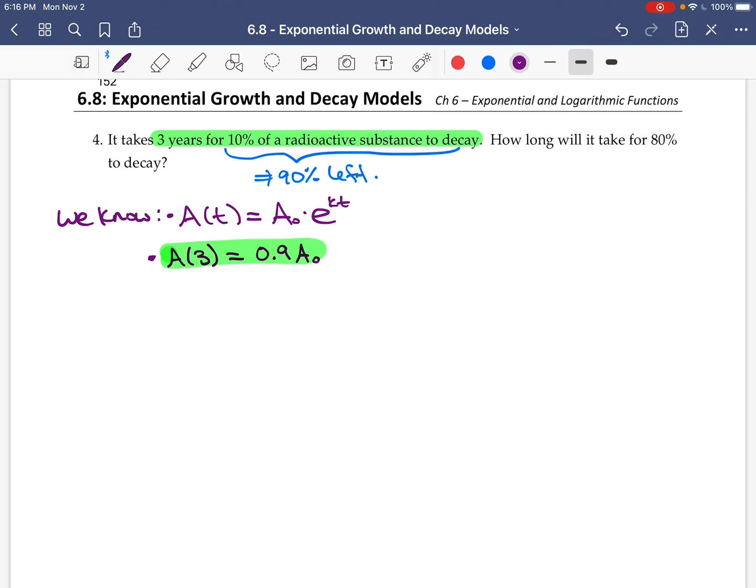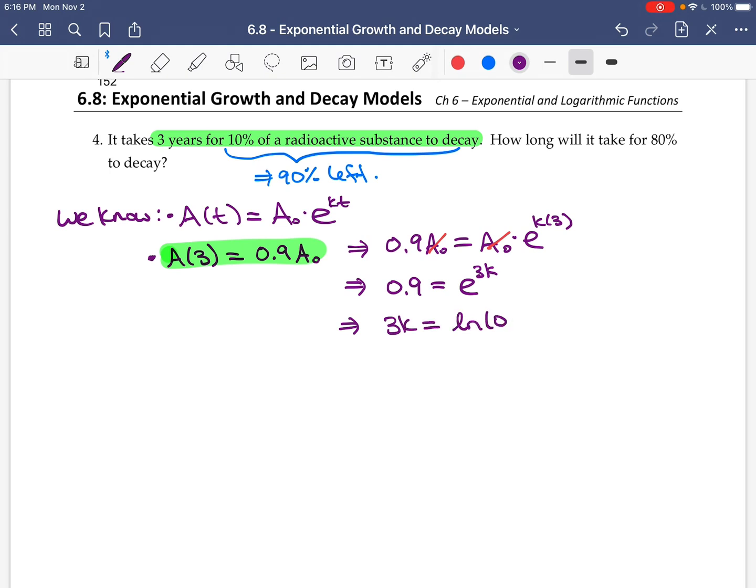Okay, so we can use that to figure out our k. So if I just take that and I plug in, A of 3 is going to be 0.9 A0 is equal to A0 times e to the k times 3. So again, if I divide both sides by A0, the A0s are going to cancel. So that's 0.9 is equal to e to the 3k. So doing our swap, that means 3k is ln of 0.9, which means that k is ln of 0.9 over 3. And if you compute that, it's a negative number, which is good because it's decaying, so we know that value is negative. So that's negative 0.03512. Okay, so we found our k.